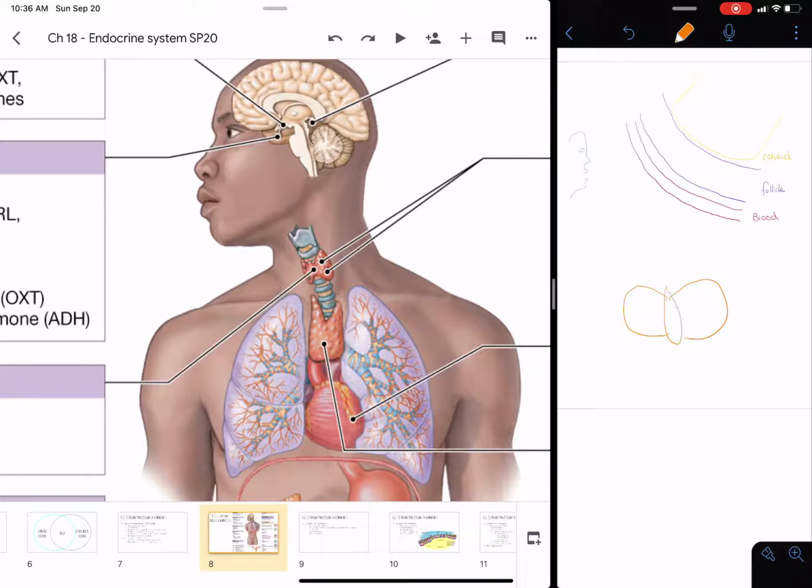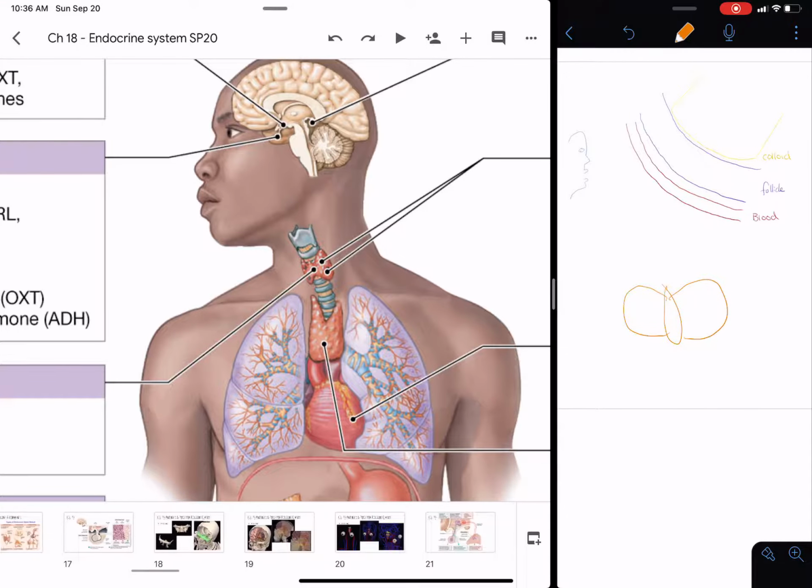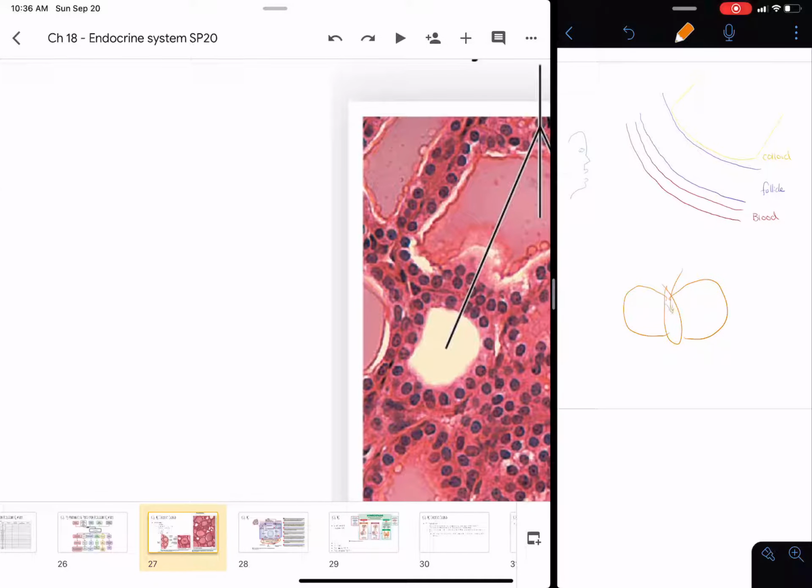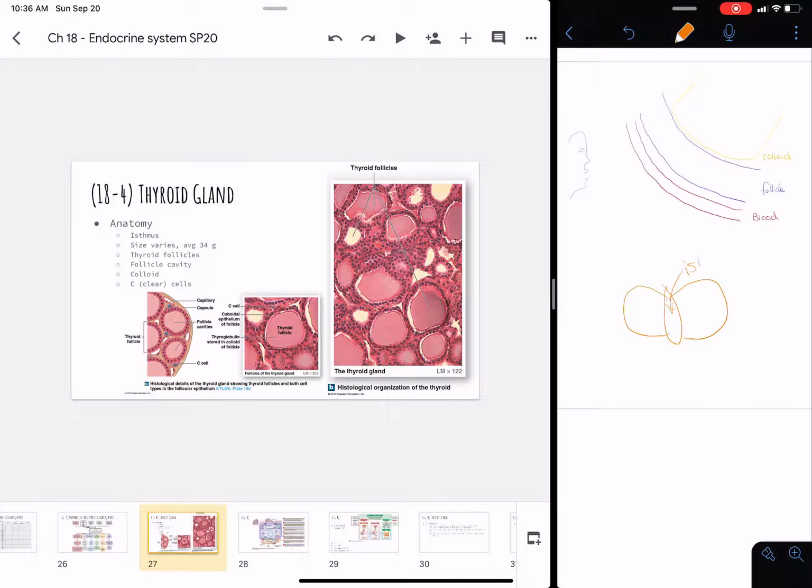Right in the middle of that, we're going to call that an isthmus. If you are familiar with geography, an isthmus is like a narrow strip of land that connects two other lands together. So that's why this is called an isthmus.